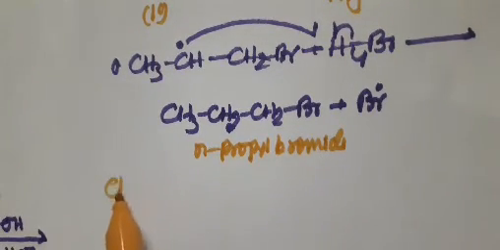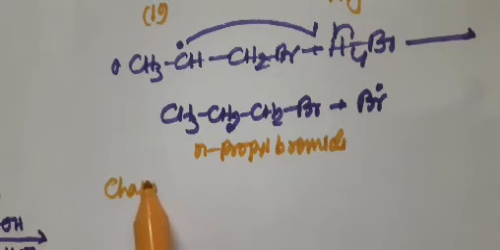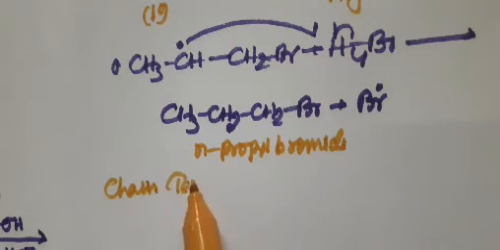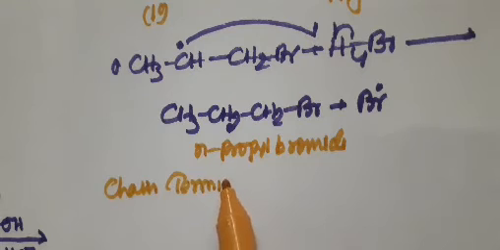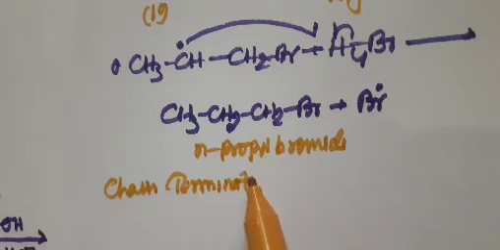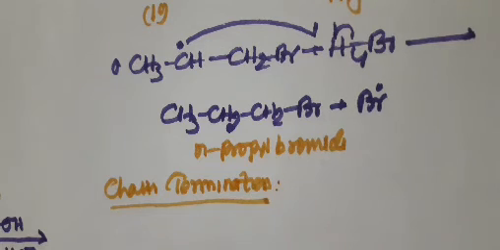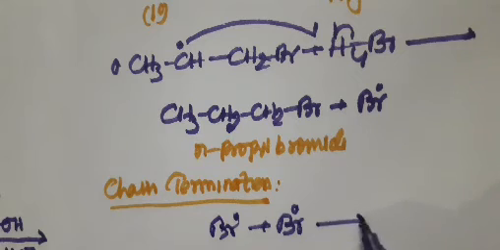Now the final step, chain termination. Chain termination is the step involving the stopping of the chain reaction. These Br free radicals interact with each other and form a Br2 molecule.